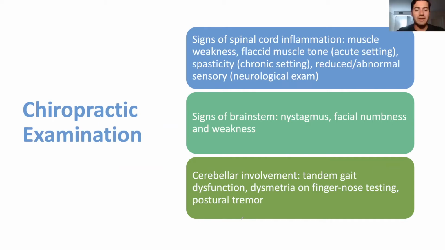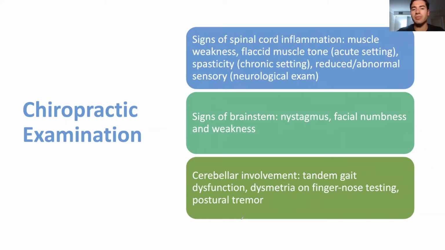And so, signs of spinal cord involvement. We break them up into the three areas that it can be involved. Signs of the brainstem: we're looking for nystagmus in the eyes, the flickering, facial numbness and weakness. We'll check all of our cranial nerves and figure out which cranial nerves are involved. Is it in the brainstem or spinal cord?